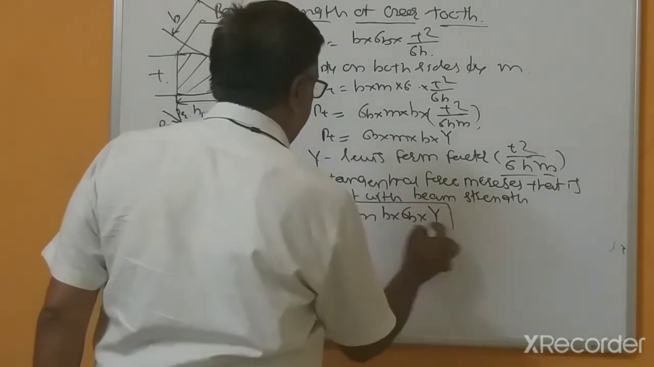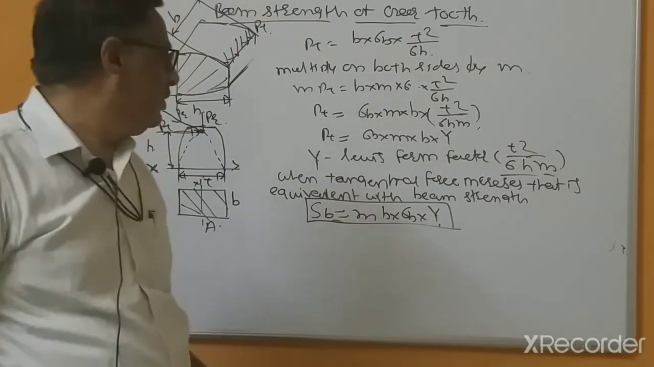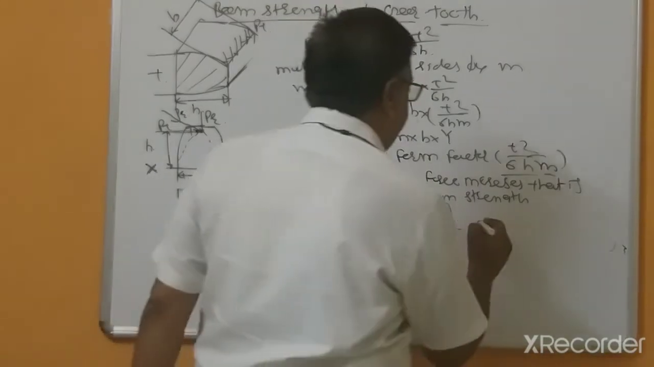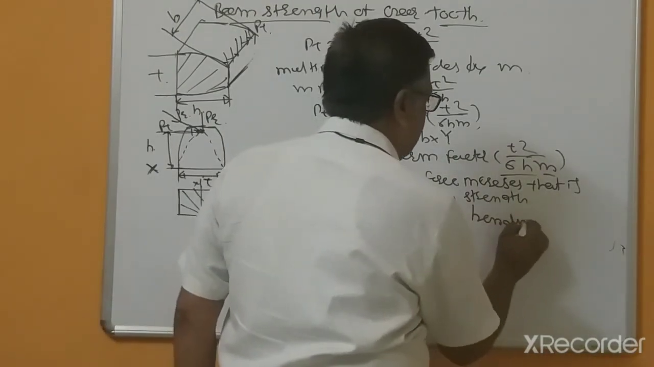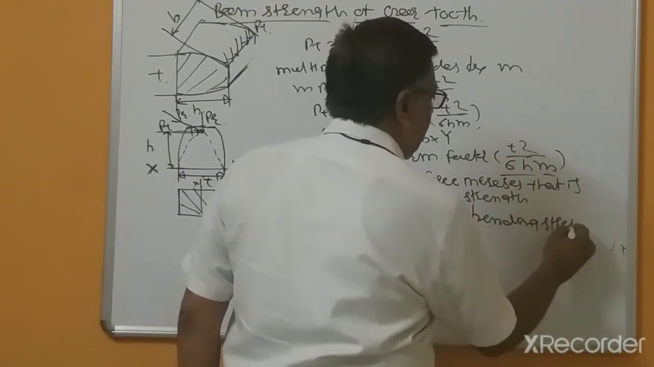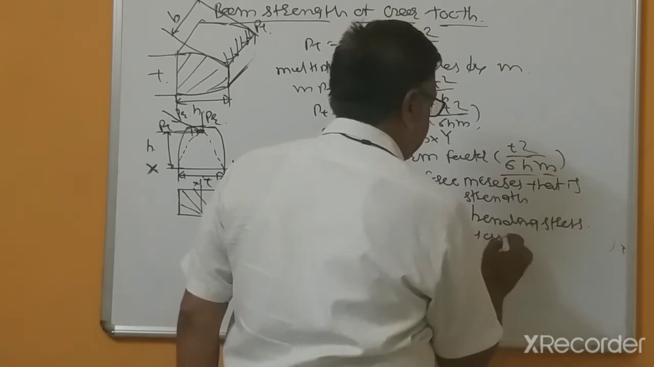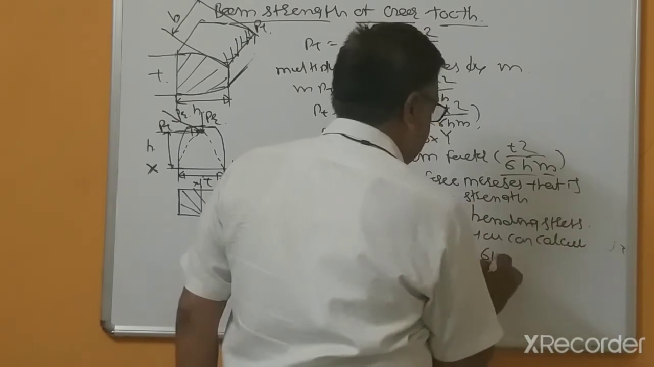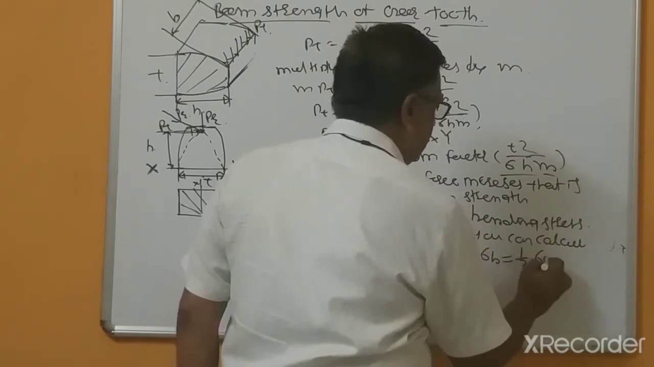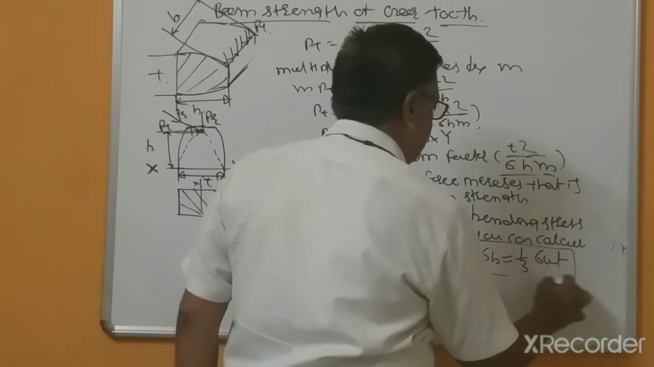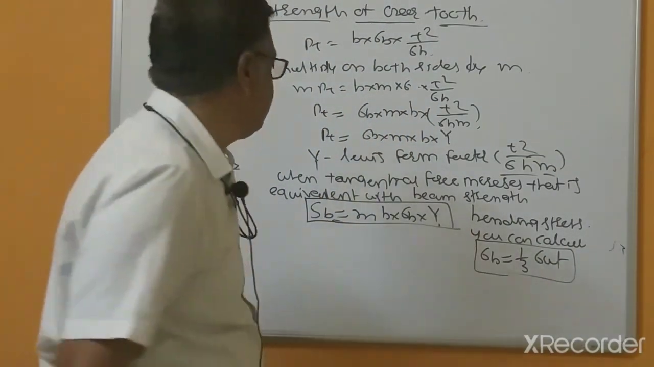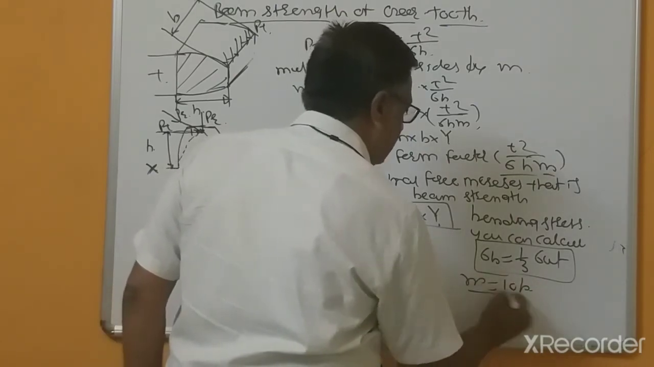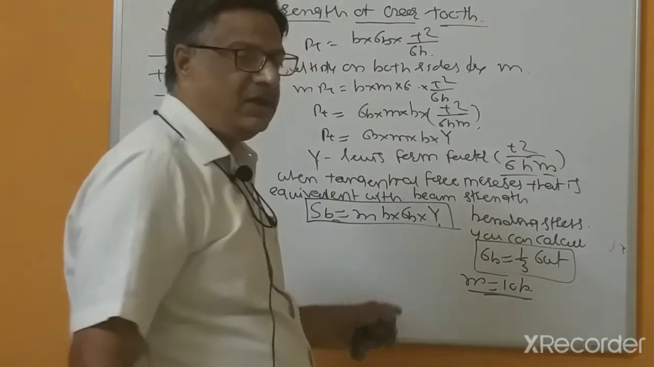So this equation is very important. m is the module, b is the face width, σ_B is the bending stress. So bending stress you can calculate: σ_B equal to one-third of the ultimate tensile stress. m you can consider as 10b, and Y the Lewis form factor.